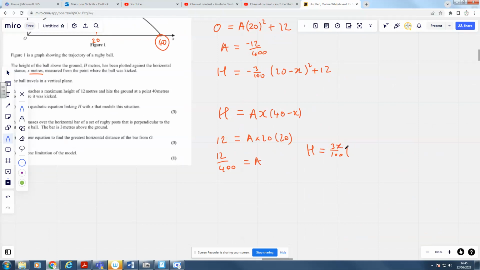So 3x over 100 multiplied by 40 minus x. That works, yeah. That's also a quadratic function. So you can use either of those. They're both fine. Hope that makes sense.